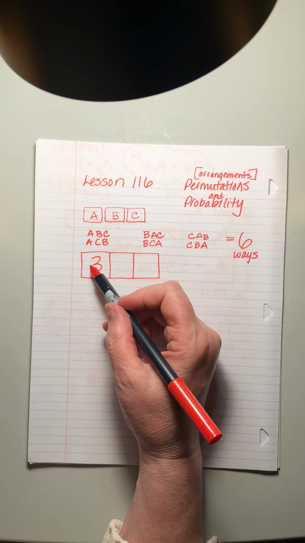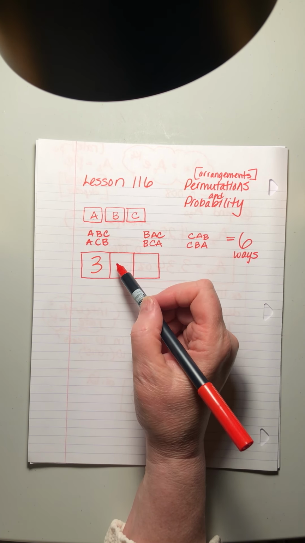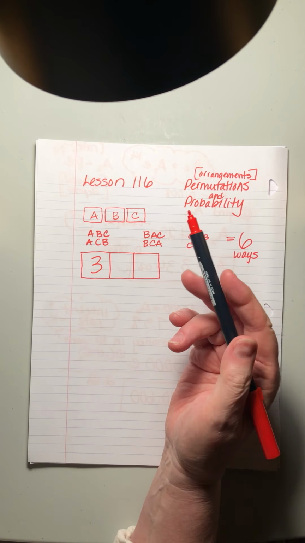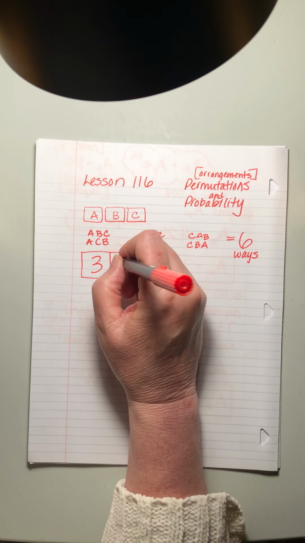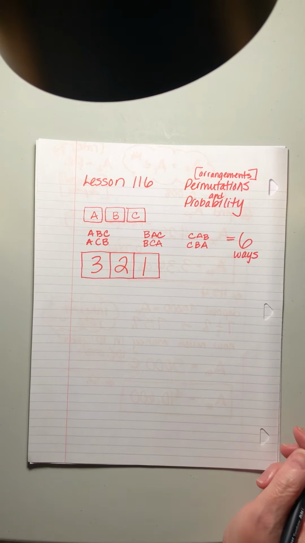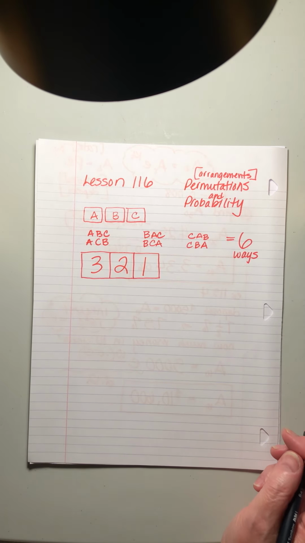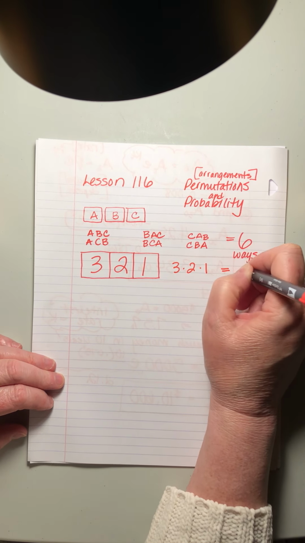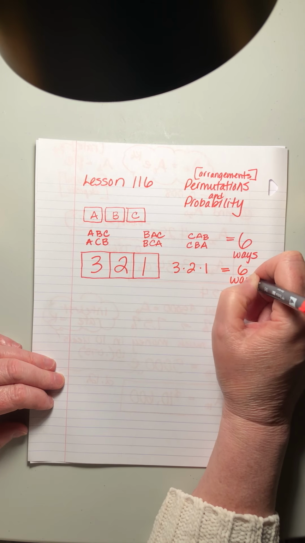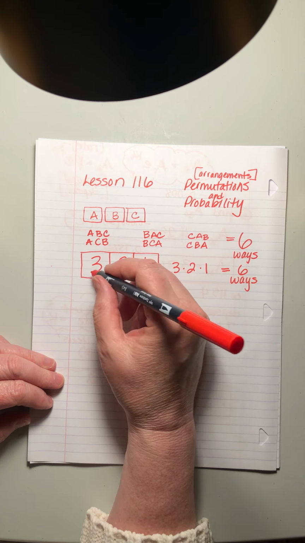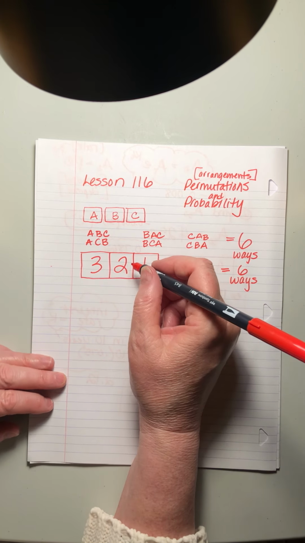Once we put a tile there, how many choices do we have for this box? Well, no matter which one we put in, once we put in one of them, we only have 2 more choices for the middle space. And then once we get those 2, we only have 1 more choice for the last one. That's the mental process we use, and then we multiply. 3 times 2 times 1 equals 6, and we get the same answer. Okay, so this is the process that we're going to use to work these problems.